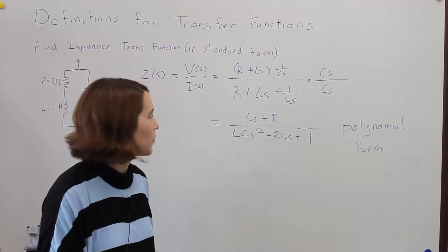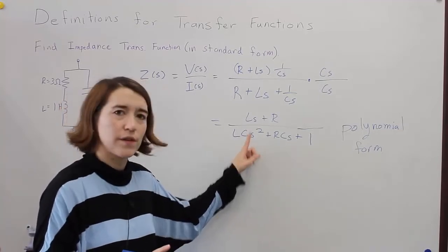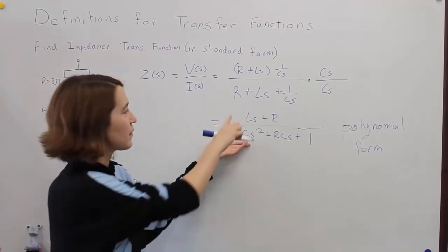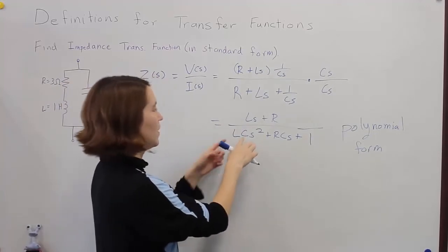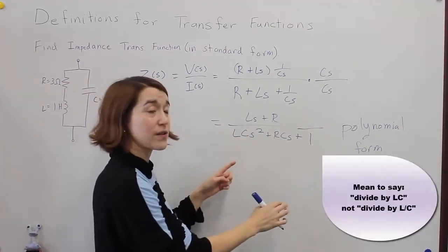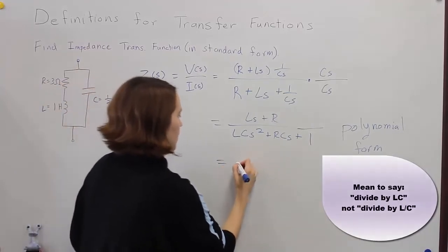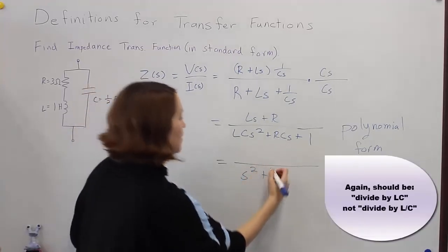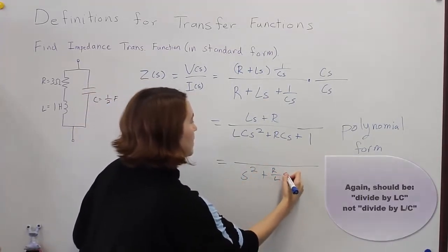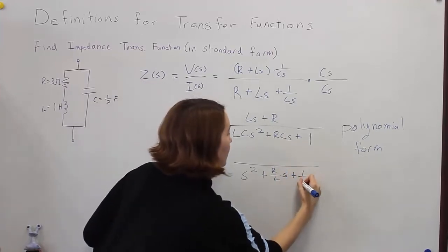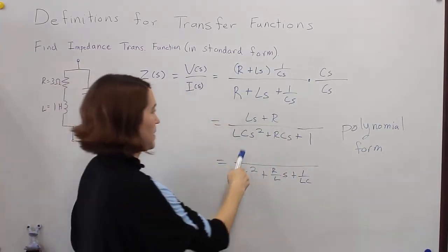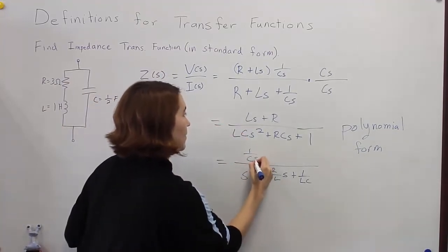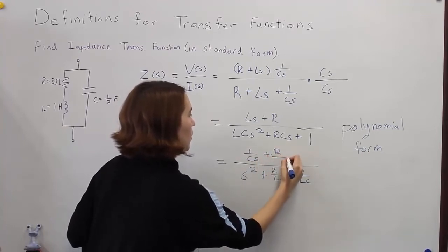So to get to standard form, we need to make the highest order of the top and bottom, we need them to be unity, to be 1. So this is our highest order, so let's first get rid of this. To get rid of this, we have to divide both sides by L over C. So let's do that. Start with the bottom, so we'll get S squared, plus divide this by L over C, so we'll just get R over L, S, and then 1 over LC. Okay, then we'll do this one. We're dividing by LC, so we get 1 over C, S plus R over LC.